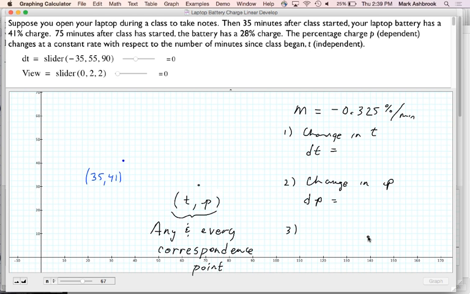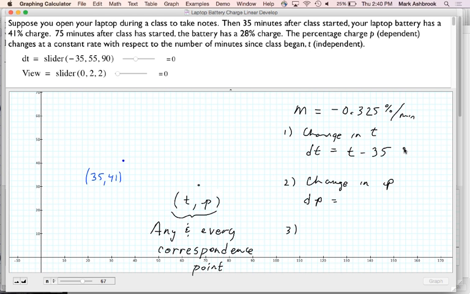Okay, what's the change in t? T minus 35. And what number does that equal? Depends on what t is, right? Because t could be anything. So we just leave it like that. So the change is final minus initial. So now that's our dt.